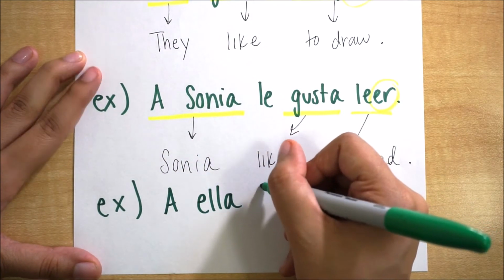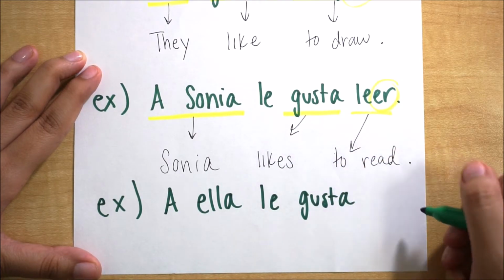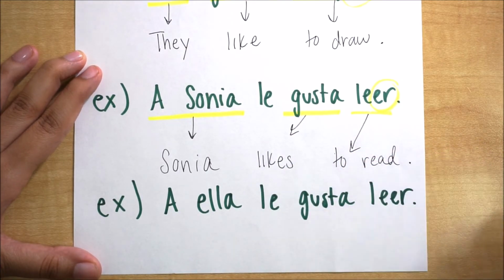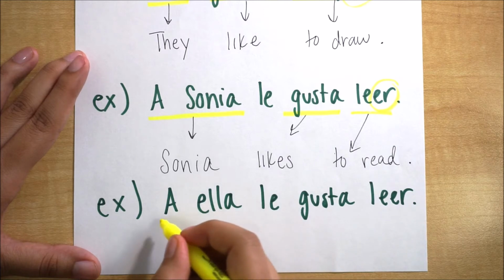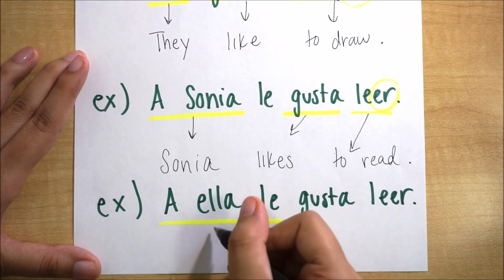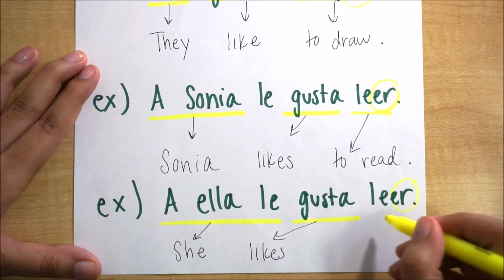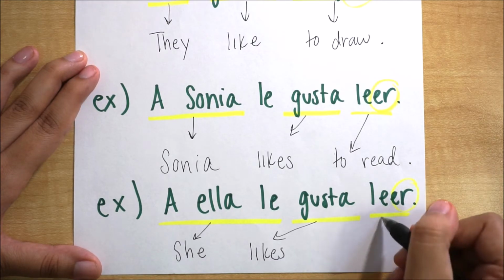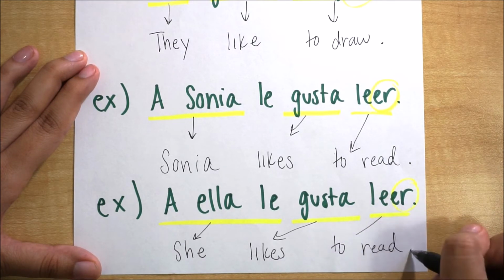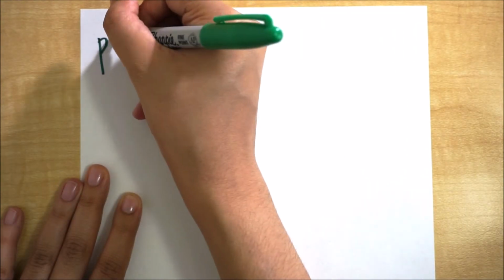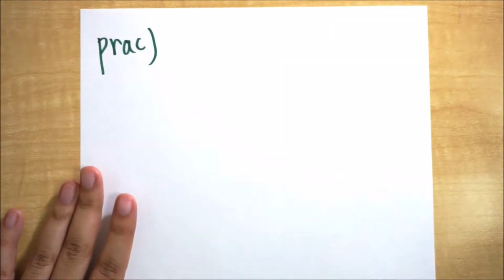You can also say, a ella le gusta leer. I'm just going to use the same verb. So we have a ella, which is the beginning. So that means she. Then you have gusta, which means like. So she likes. And leer, which is our ER verb, which means to read. And that's our infinitive. And that means to read. So she likes to read. The le is because of ella, which is a she, right?